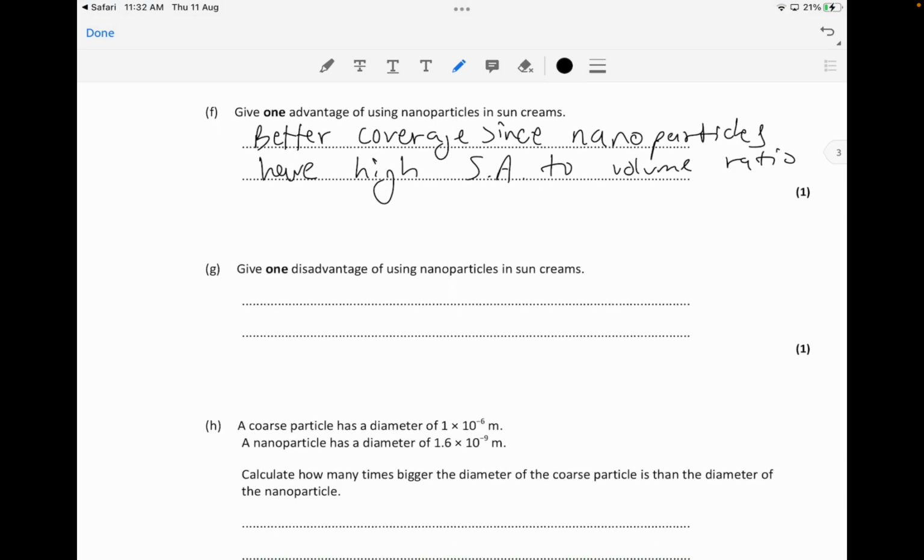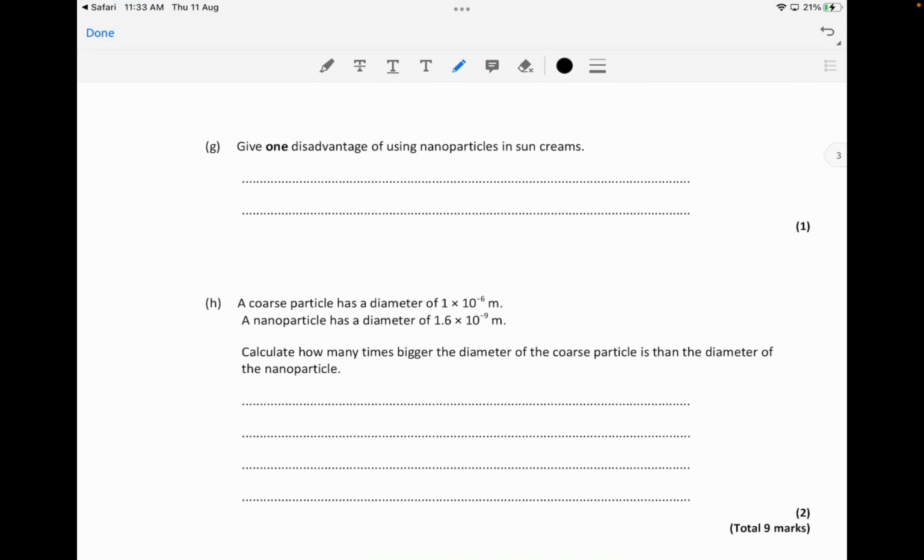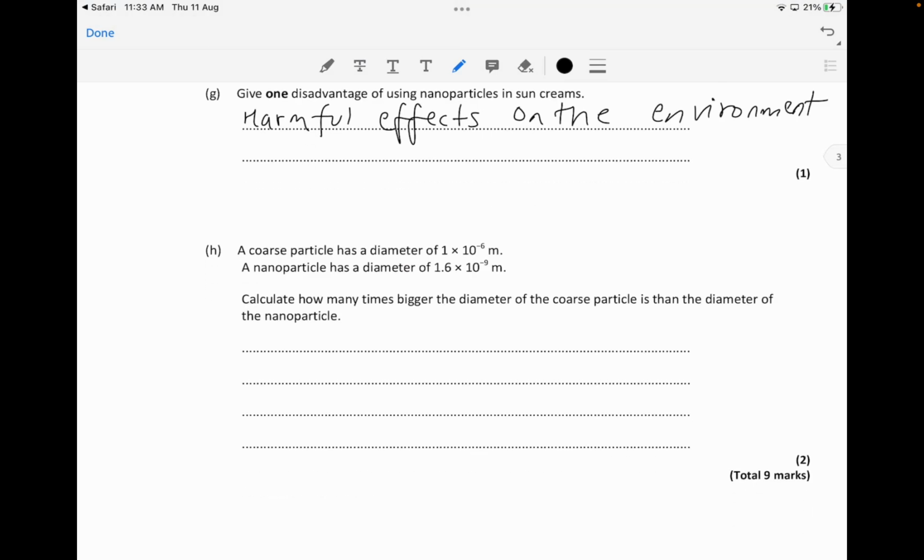Alright, now we have to give one disadvantage of using nanoparticles in sunscreens. Nanoparticles are a new upcoming technology, a new field of nanoscience. So you can always mention that there are harmful effects on the environment from using nanoparticles. Or you can mention that a person who uses nanoparticles in sunscreen could have potential cell damage to the body. So preferably don't use nanoparticles in these cases since they have disadvantages like these. There could be harmful effects on the environment or potential cell damage to the body. Alright.